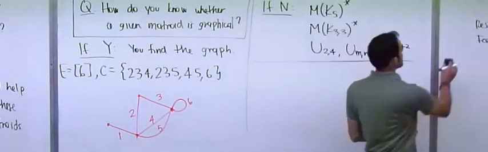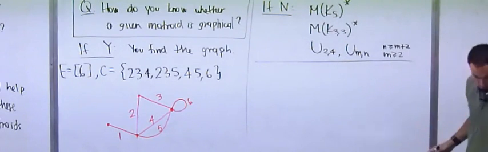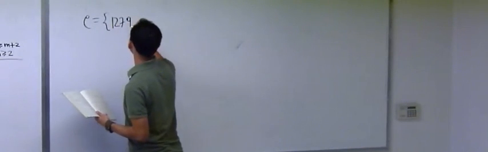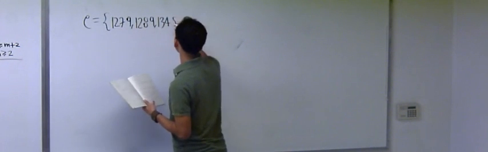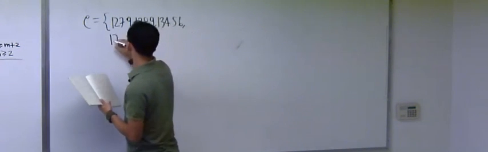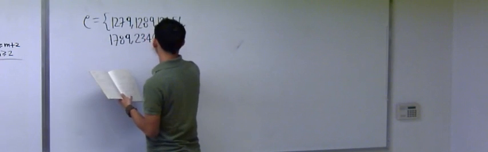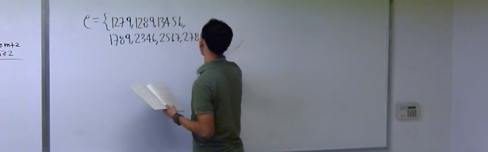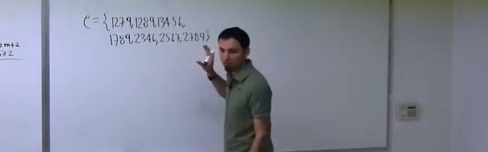Maybe I'll leave this here. Let's go over here. And I'm going to give you a collection of things that goes like this. 1, 2, 7, 9; 1, 2, 8, 9; 1, 3, 4, 5, 6; 1, 7, 8, 9; 2, 3, 4, 6; 2, 5, 6, 7; 2, 7, 8, 9. Okay. A bigger list. And let's say that I ask you, is this a graphical matroid?